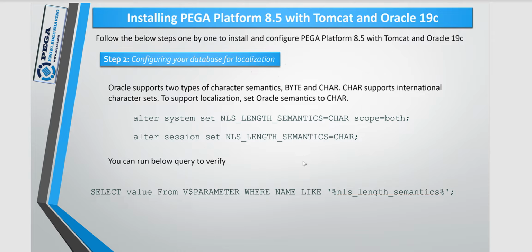Step 2, configuring your database for localization. Oracle supports two types of character semantics, byte and char. Char supports international character sets. To support localization, set Oracle semantics to char. Now let's proceed with the installation.